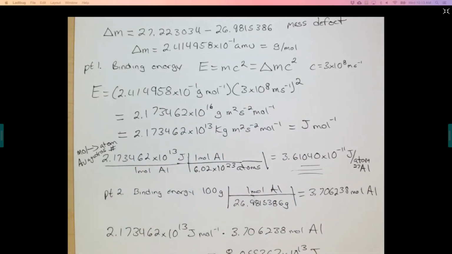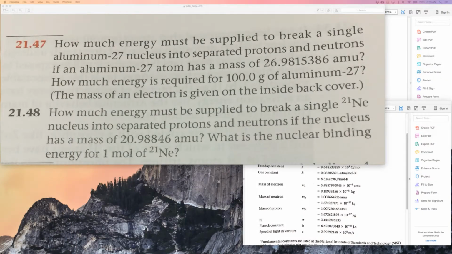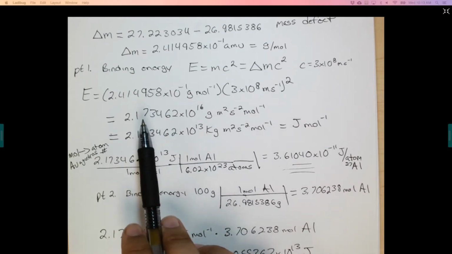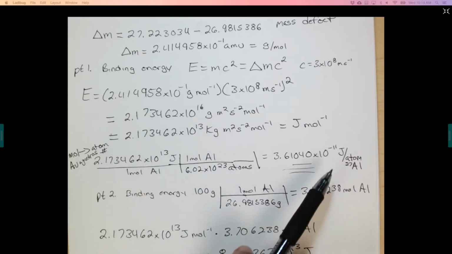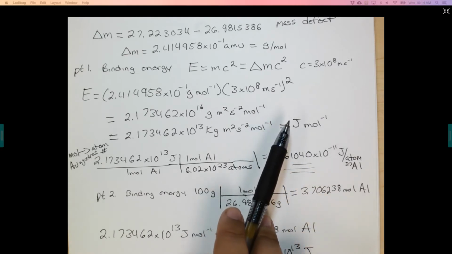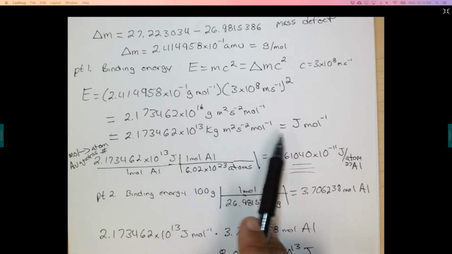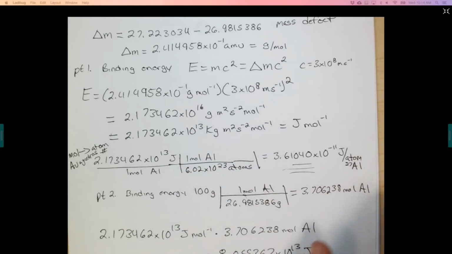Okay, part 2 of the question asked us how much energy is required for 100 grams of aluminum-27, right? 100 grams. So we just calculated energy per mole here. And we can then utilize energy per mole, joules per mole, to calculate per gram because we know how many grams are in a mole.